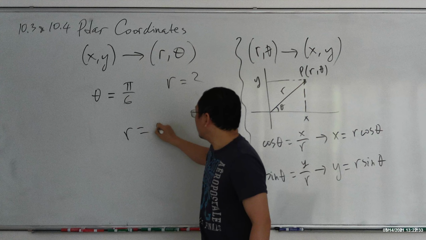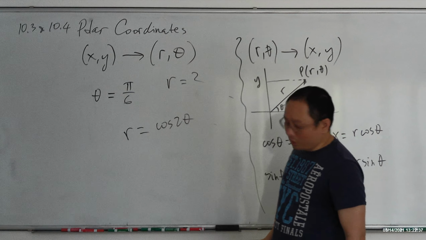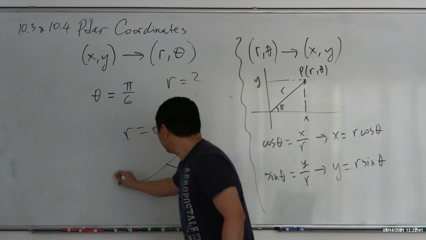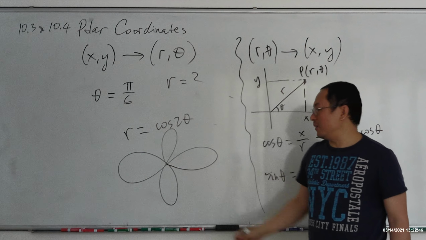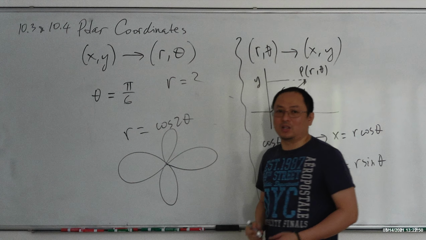4-leaf rules, you have something like this. Let me just copy from the book. r equal to cosine of 2 theta. And if you graph this, let me just copy from the book, okay? You're going to see something like this. Of course, the book draws better. This is the graph of the equation r equal to cosine 2 theta.